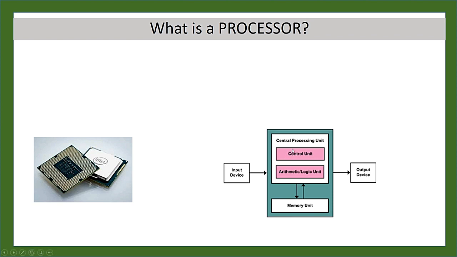Your processor has two parts. What does the control unit do? The CU, that is the control unit, takes instruction by instruction from the RAM. Can you see the memory unit over here? Memory unit means RAM. All the program gets loaded onto the RAM, and from RAM the control unit fetches the instruction and decodes it. Decode means it will execute it. Okay, and then you can see the things happening in your program.